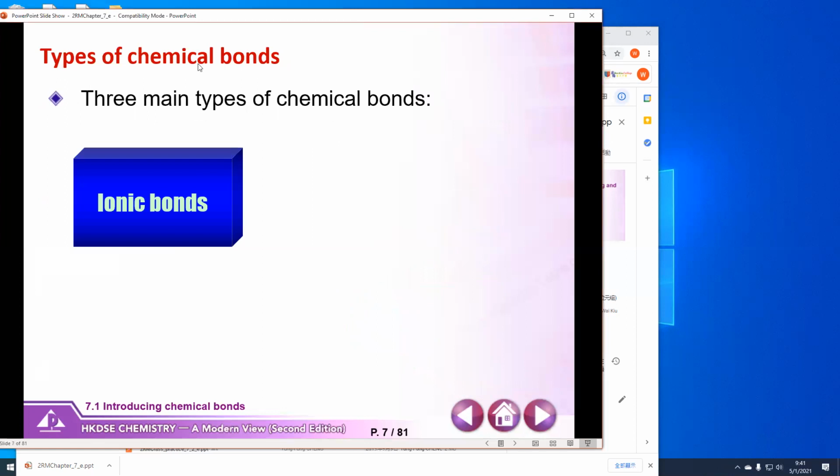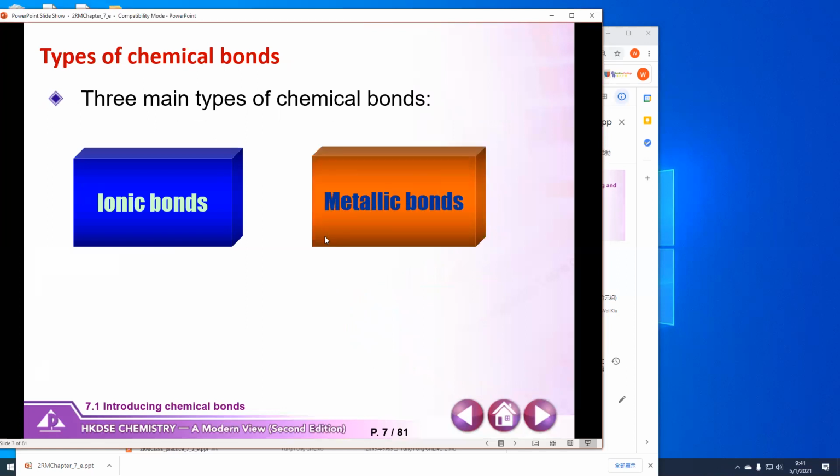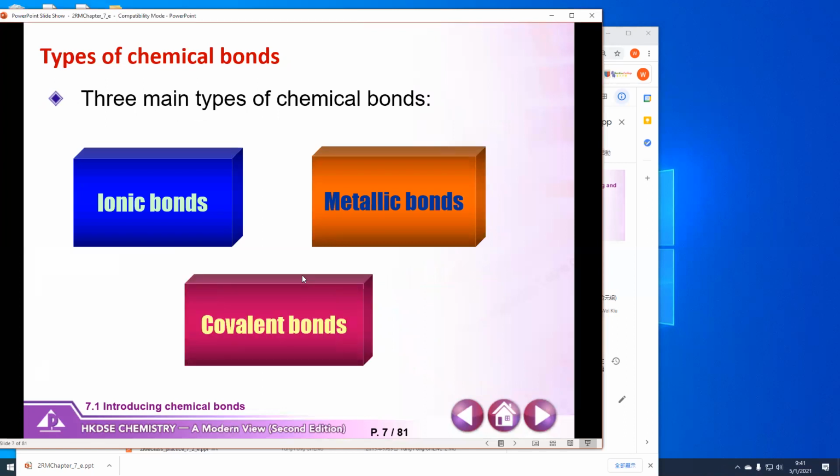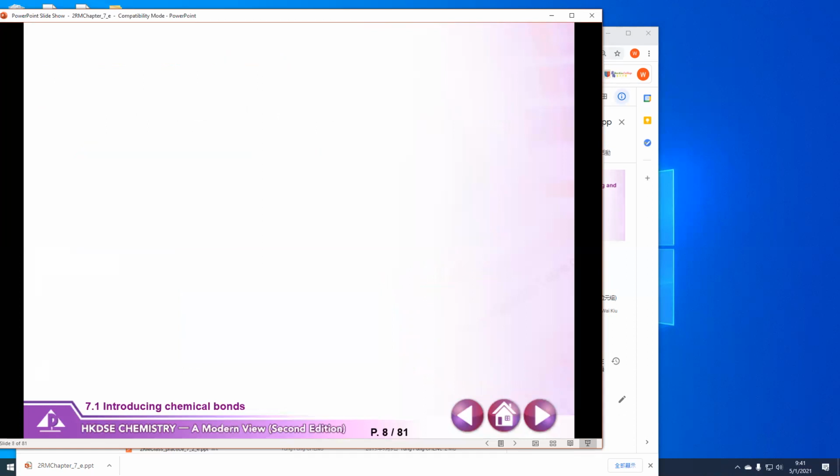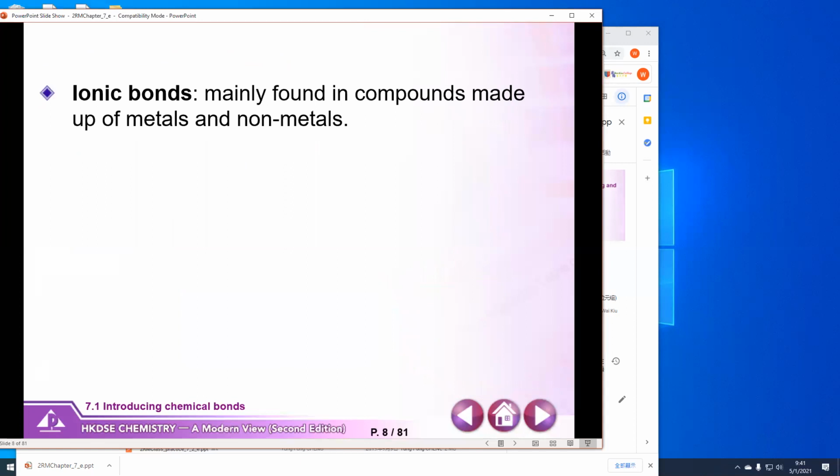Okay. Ionic bonds. 咁我哋學幾款啦？Ionic bonds, metallic bonds, and covalent bonds. Let's go through ionic bonds first. Ionic bonds usually made of metals and non-metals. Metals and non-metals. Okay.